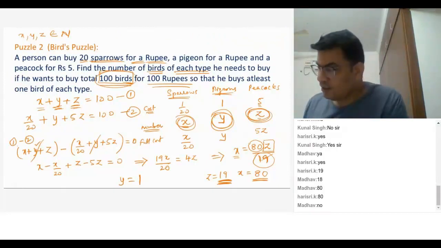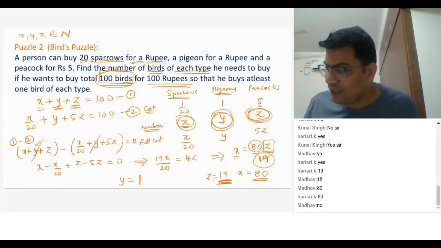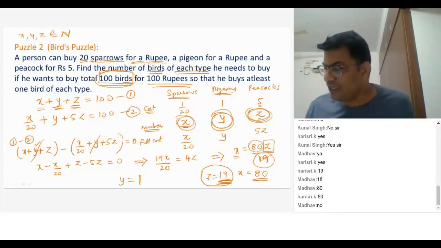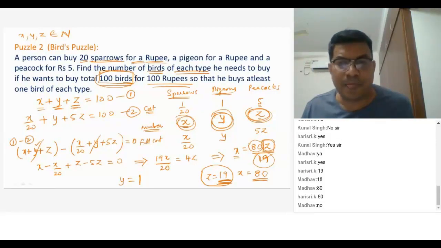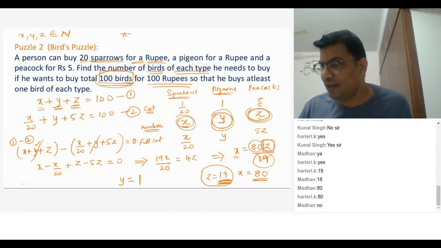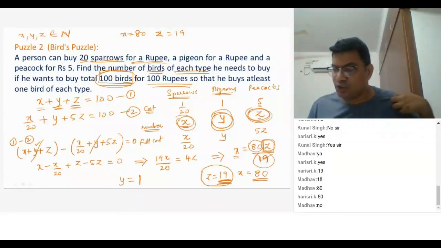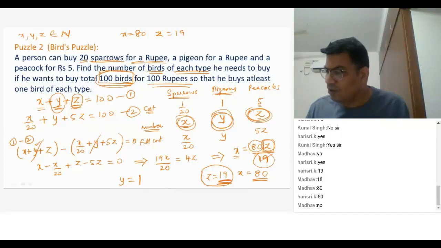Okay, I'll explain. Did you understand why the only value of z is 19? Are you convinced with this 19? Yeah. So now z is 19. When you substitute z equal to 19 here, you get 80 into 19 by 19. 19 gets cancelled. Therefore, x is equal to 80. So you know x is 80 and z is 19. Now you need the value of y.